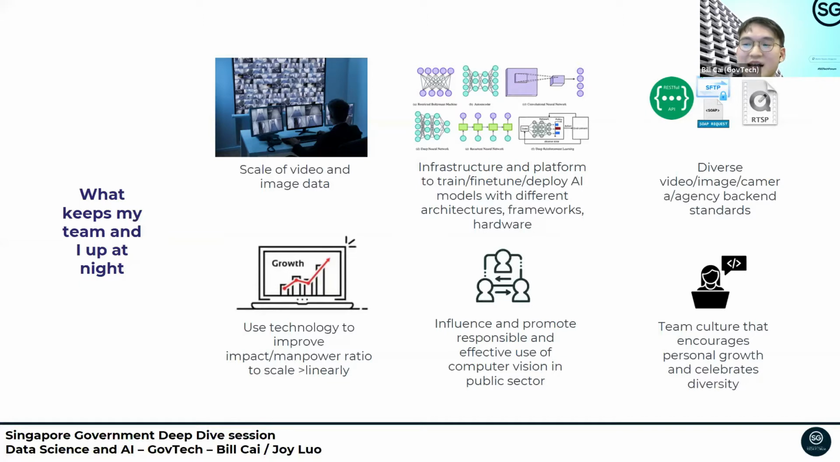When we have AI as a hammer, everyone is tempted to see everything as a nail and try and solve everything with AI. But part of what we see our role at GovTech is to really guide and influence our partners across the public sector to effectively and responsibly use computer vision and AI.